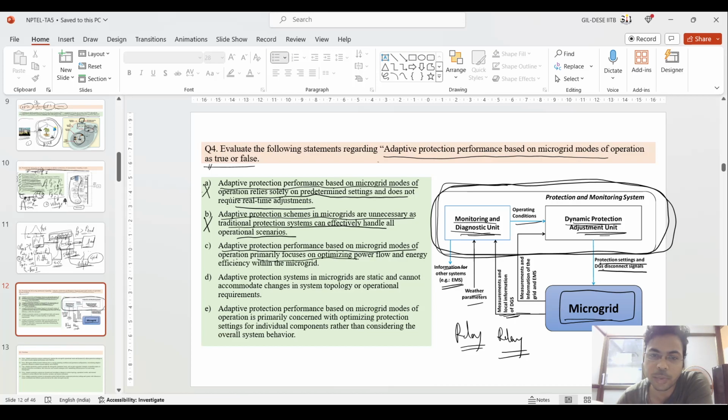Coming to part C, that adaptive protection performance based on microgrid modes of operation primarily focuses on optimizing power flow and energy efficiency within the microgrid. That is true.